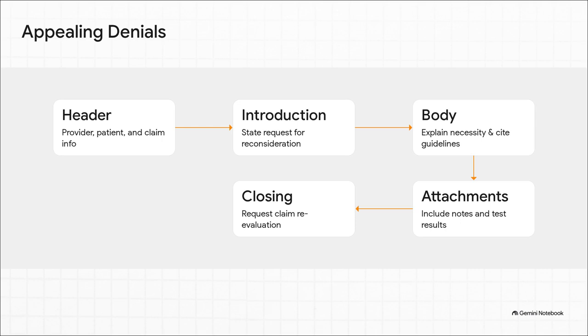Steps 1 and 2 just set the stage with your basic info, but Step 3, that is your battleground. That's where you explain the clinical necessity and directly cite the 2023 EM guidelines or the payer's own policy. And step 4 is crucial because without supporting attachments like progress notes and diagnostic results, your argument is really just empty words. Following this exact structure forces the payer to reconsider the claim based on hard clinical facts.